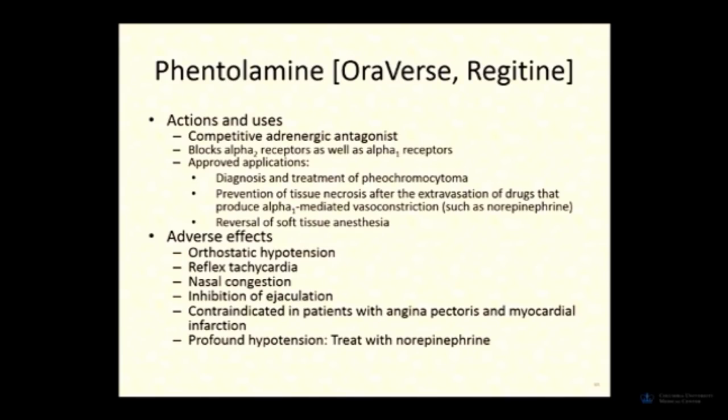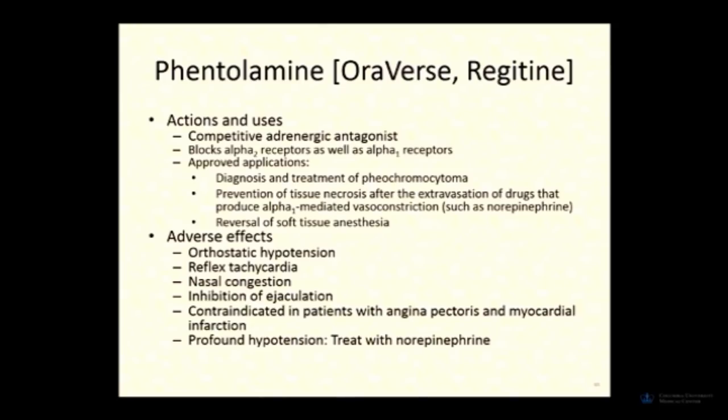Phentolamine. So phentolamine was that non-selective alpha blocker, so it blocks alpha-1 and alpha-2. It's also a competitive antagonist. Approved application is diagnosis and treatment of pheochromocytoma. That was the disease of the benign tumor that produces catecholamines.